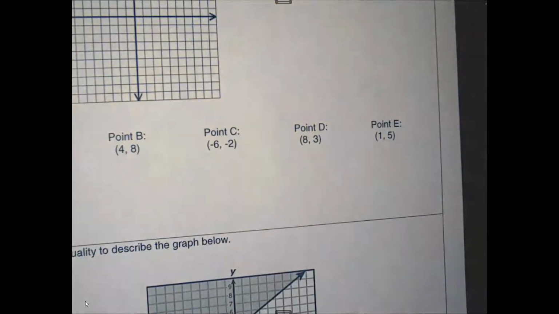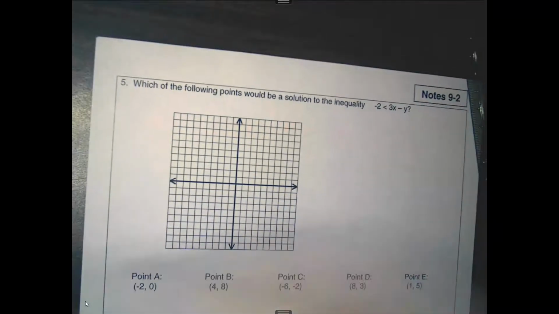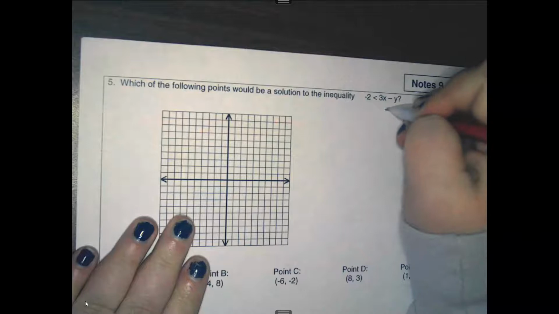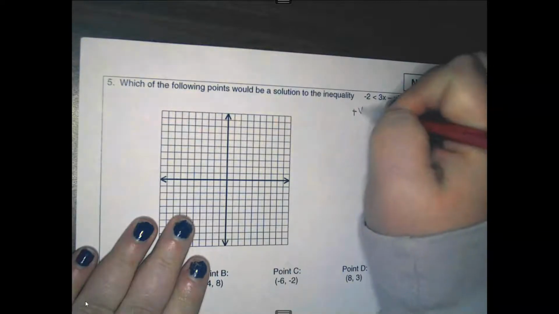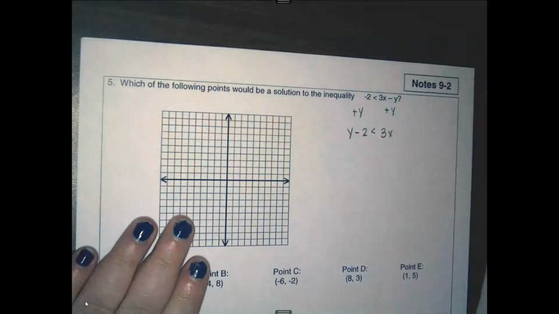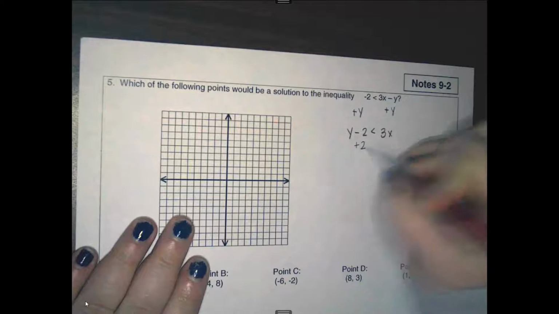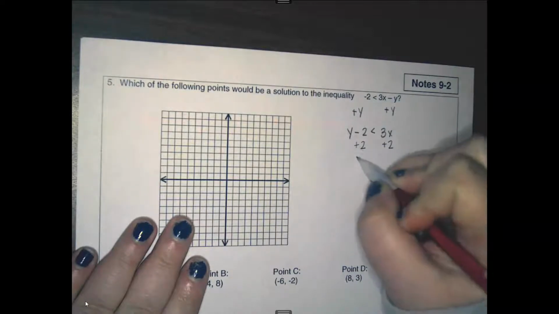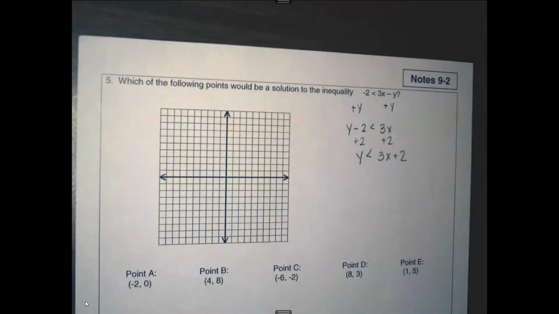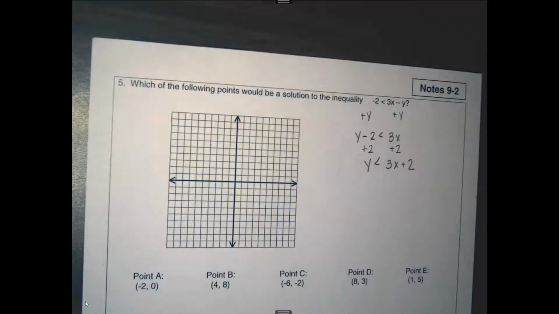Which of the following points would be a solution to the inequality of -2 is less than 3x minus y? So I want to get it in y equals form, so I'm going to bring my y to my left side. So it's going to be y minus 2, 3x. Then I'm going to bring my 2. So I'm left with y is less than 3x plus 2. It's not normal. We don't always have that y on that side. So hopefully that didn't confuse you too much.